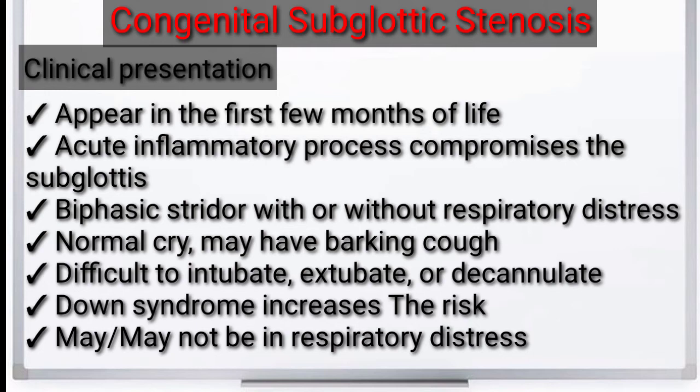Biphasic stridor with or without respiratory distress may be present. Cry is normal but there may be a barking cough. It is difficult to intubate, extubate or decannulate. Children with Down syndrome are at increased risk of developing congenital subglottic stenosis. Upon examination, infants or children may or may not be in respiratory distress.